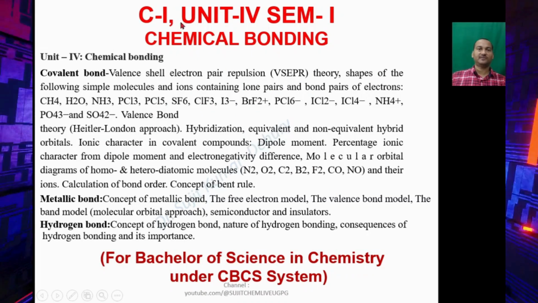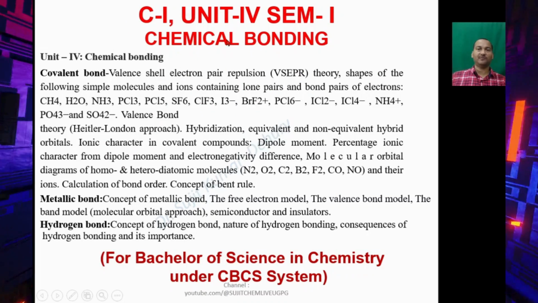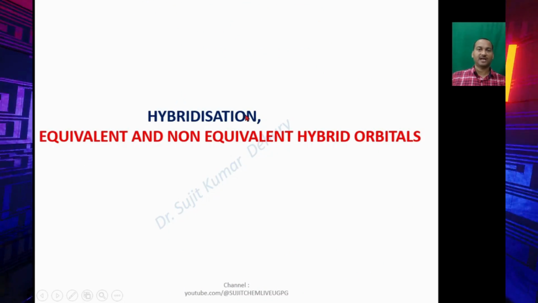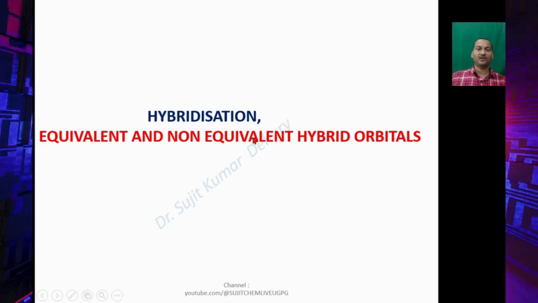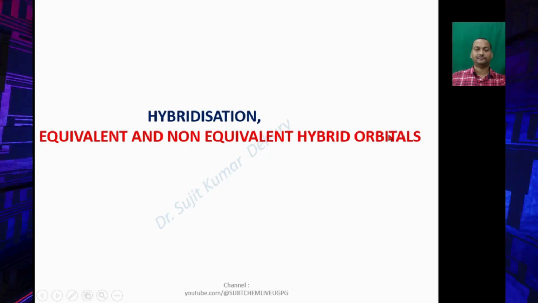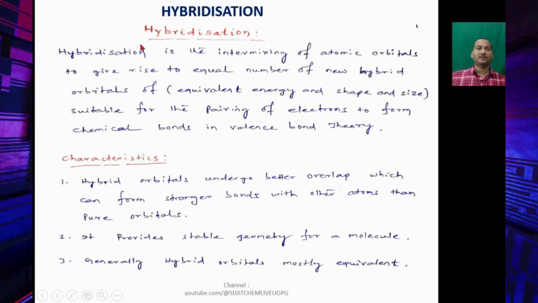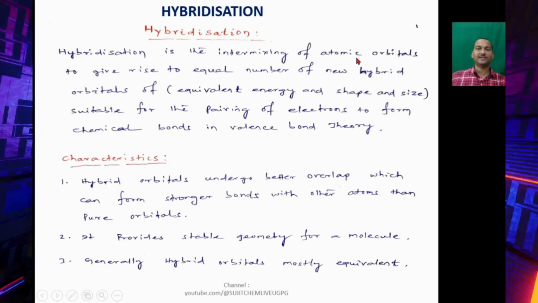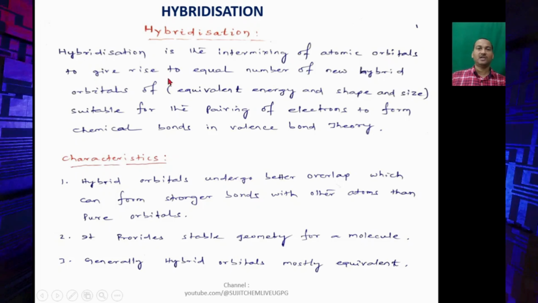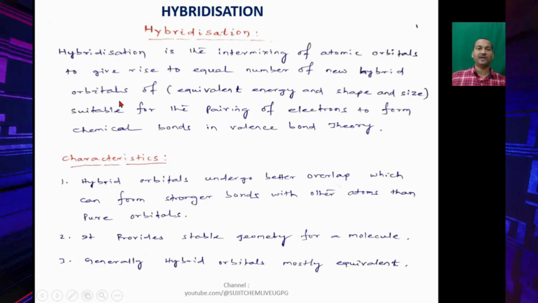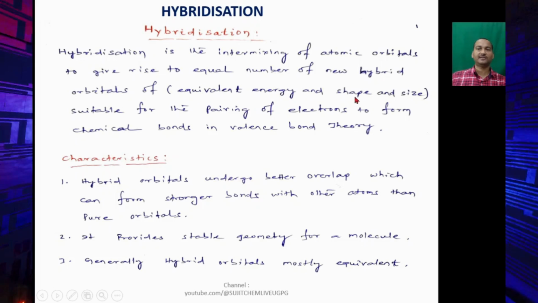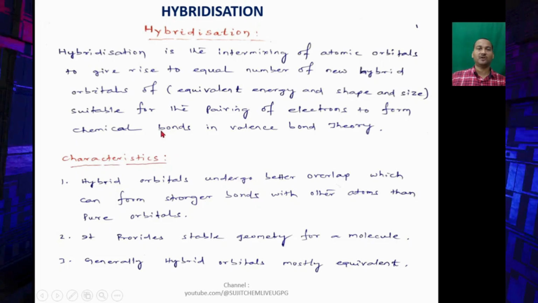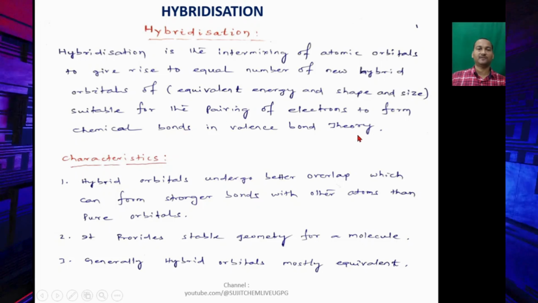So this is the syllabus for Core 1 paper Unit 4 Chemical Bonding. So let's discuss hybridization and equivalent and non-equivalent hybrid orbitals. So let's define what is hybridization. Hybridization is the intermixing of atomic orbitals to give rise to an equal number of new hybrid orbitals of equivalent energy, shape and size suitable for the pairing of electrons to form chemical bonds in valence bond theory.